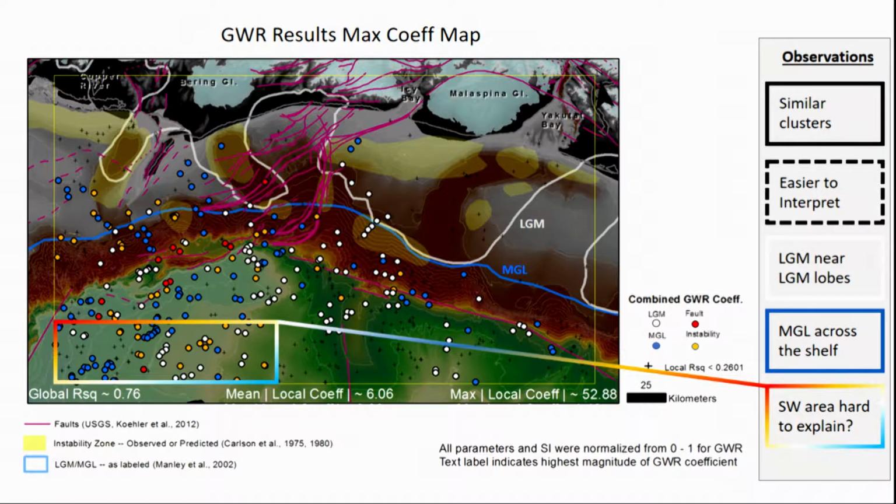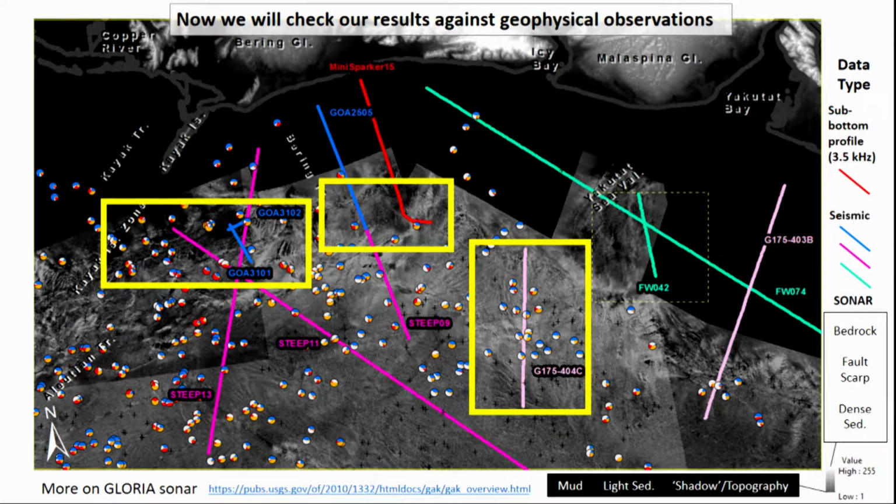But we had this area in the southwest that was pretty hard to explain, so I've highlighted that in rainbow here because we have a good mix, and I have a hard time relating specifically the ice sheets or the faults or anything to something so far out and so deep. Until I can come up with a process to specifically say why it should be associated with one or another, I haven't felt like I've validated this area yet. But we're going to go ahead and evaluate this with geophysical observations.